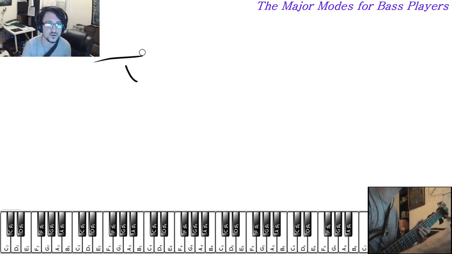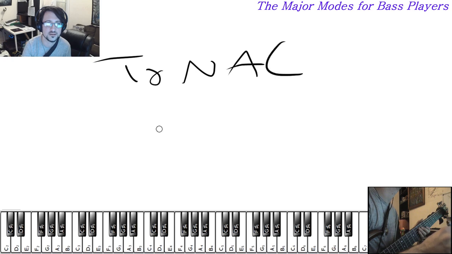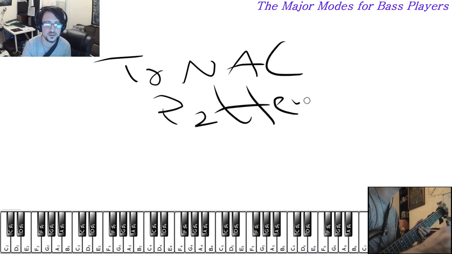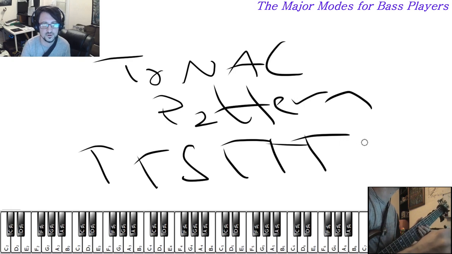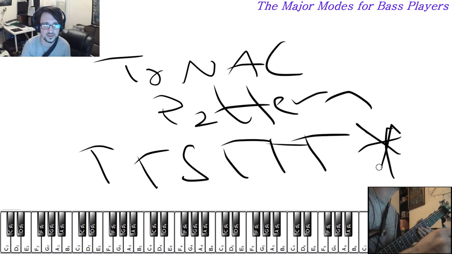The next thing is the tonal pattern, which is, like I wrote in the intro video, tone, tone, semitone, tone, tone, tone. But then we're going to apply this further to each individual mode, so we know how to make them on any instrument and in any key. So that'd be really useful.